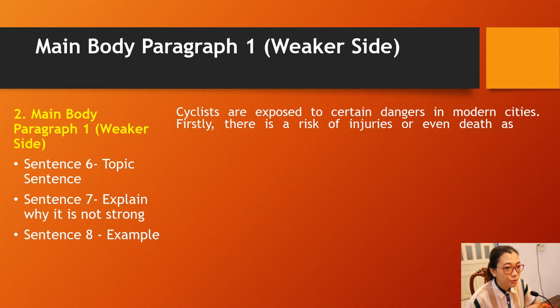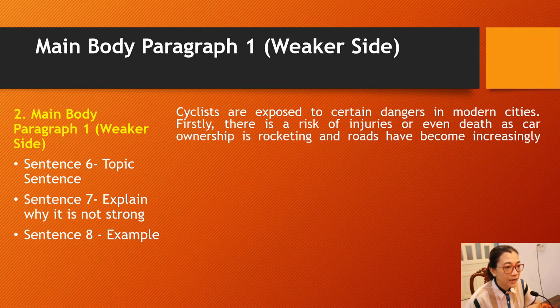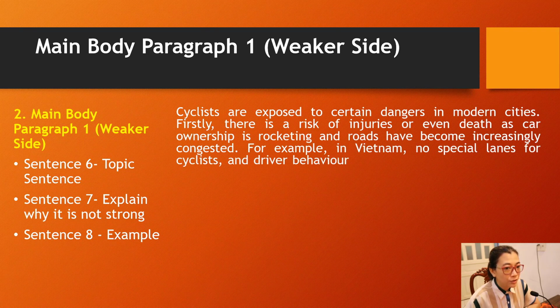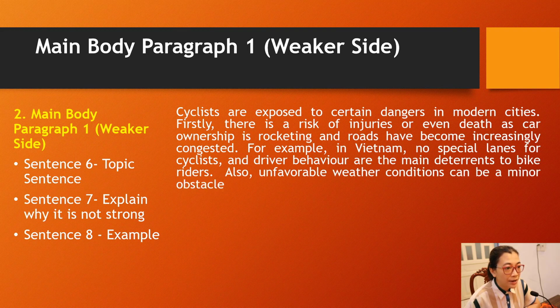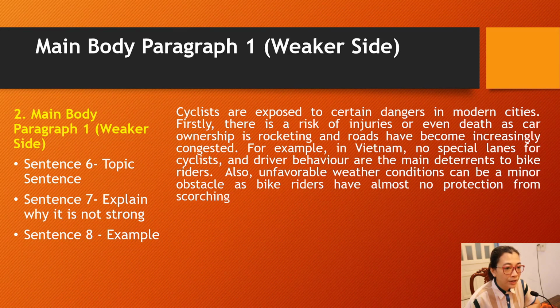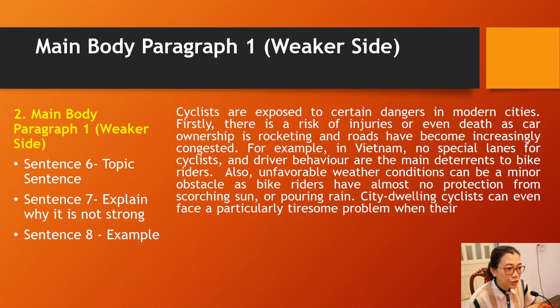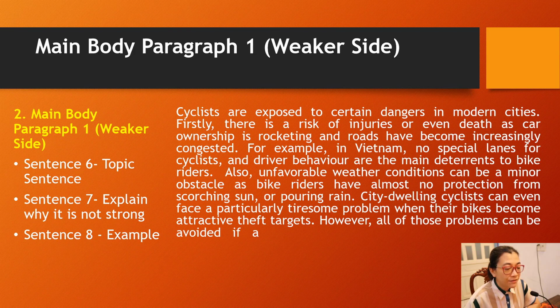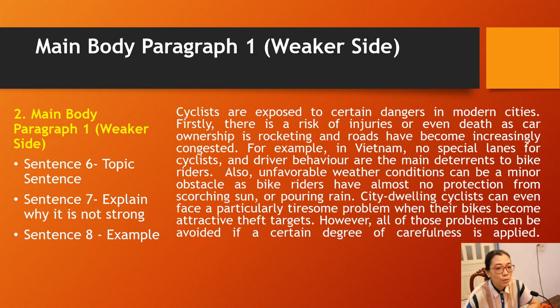Firstly, there's a risk of injuries or even death as car ownership is rocketing and roads have become increasingly congested. For example, in Vietnam, no special lane for cyclists and driver behavior are the main deterrents to bike riders. Also, unfavorable weather conditions can be a minor obstacle, as bike riders have almost no protection from scorching sun or pouring rain. City-dwelling cyclists can even face a particular tiresome problem when the bikes become attractive targets. However, all of those problems can be avoided if a certain degree of carefulness is applied.